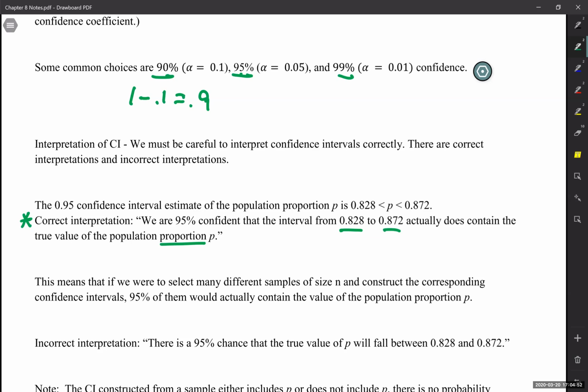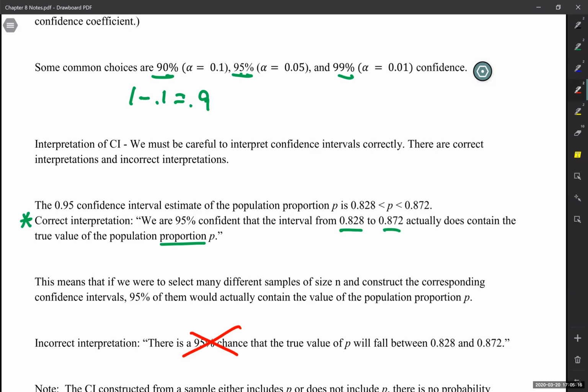We are not saying that there is a 95% chance. This is an incorrect interpretation. That is not how we want to word this, because we are not talking about the probability that the answer is in there. We're talking about the confidence we have in our answer.